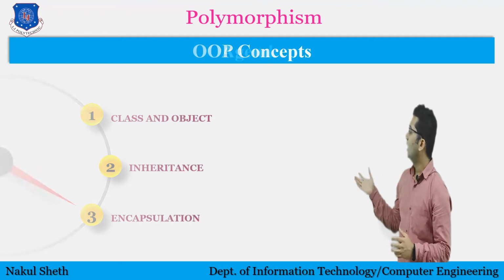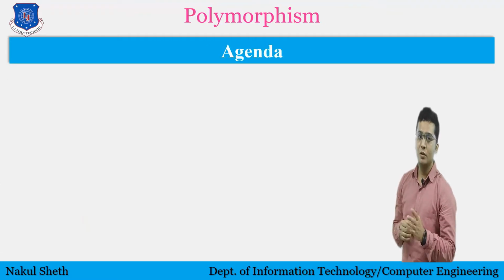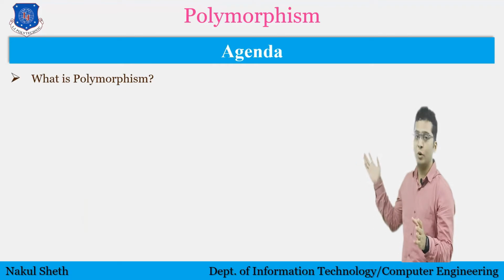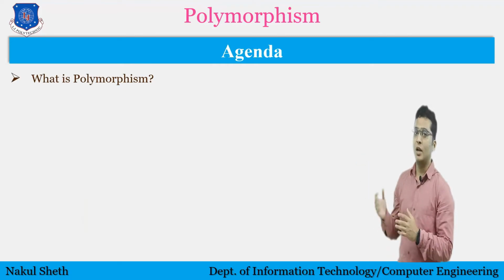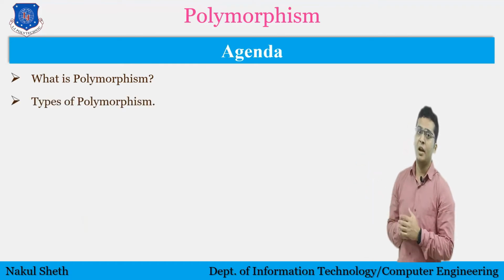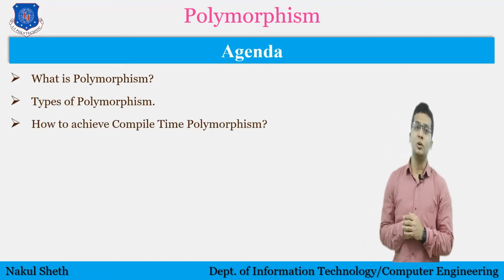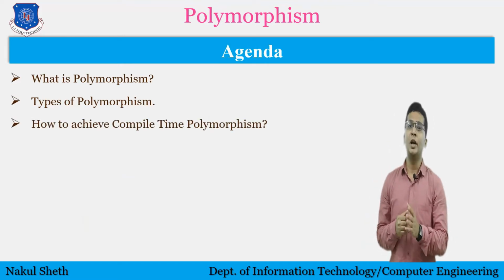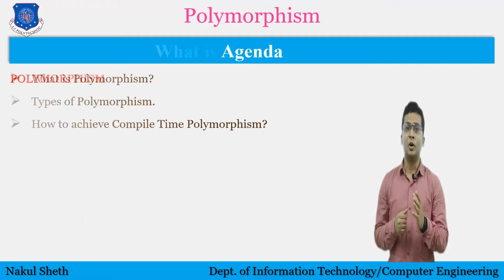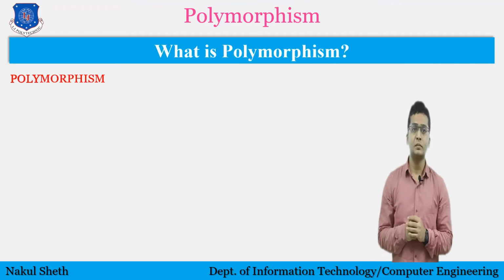Now, take a look at the agenda for today's video. First, I will discuss what is polymorphism, then types of polymorphism, and at last, I am going to show you how to achieve compile time polymorphism in Java. So let us start with what is polymorphism.